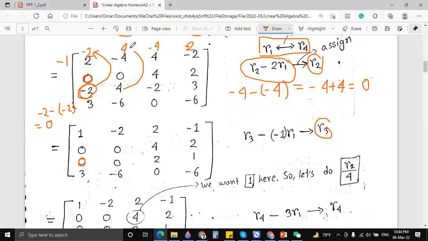Then 4 minus 4 is also going to be 0. And minus 2 minus minus 4 is going to be plus 2. And 3 minus 2 is going to be 1. So we got another bonus 0. Sometimes it happens, like bonus after bonus. Okay, let's continue.